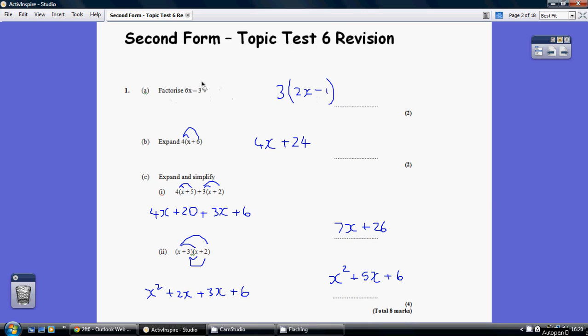Now for part B, expanding, that's getting rid of the brackets. It's the opposite process to factorizing. So we have the claw, we do 4 times x, which is 4x, and 4 times 6, which is 24.